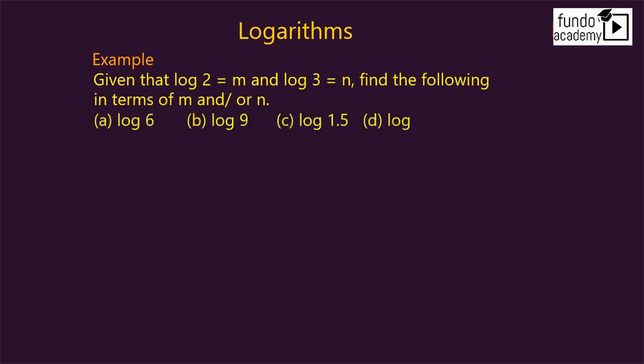On A we have log 6, on B we've got log 9, on C we have log 1.5, and on D log of 200. So we want to find all these logarithms on A, B, C and D using the information we have that the logarithm of 2 is equal to m and the logarithm of 3 is equal to n. Alright, so let's straight away get to the solution. Perhaps you'd want to try out this problem before you check out my solution. So I want you to pause the video and start working from now.